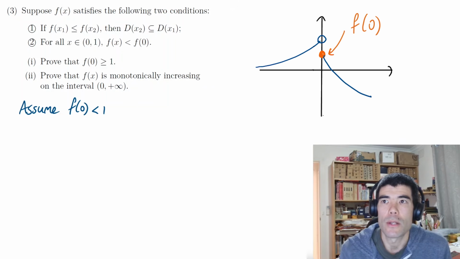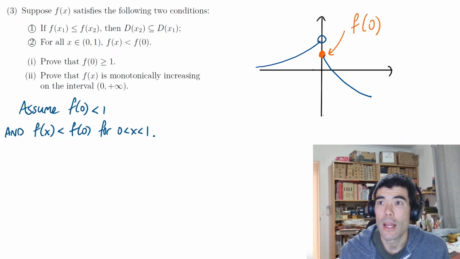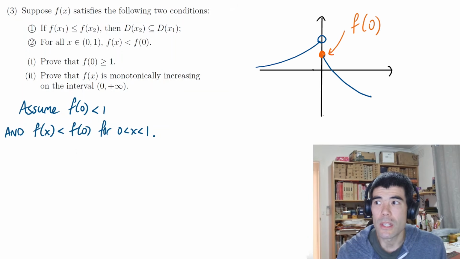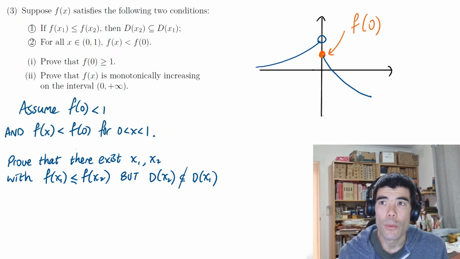So in order to make the contradiction, let's look at the graph we've got here. We're assuming that f of 0 is less than 1. And we know the function must go downhill directly to the right. We want to find an x1 and x2 with f of x1 less than f of x2, but d of x2 not being a subset. So if we let x1 be 0, we know we cannot move slightly to the right because we'll have to go downhill. So if we can find an x2 where we can move to the right and go uphill, then we'll be all good and we'll have our contradiction.